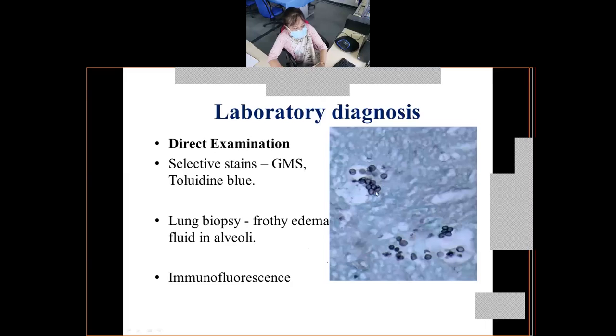So these are some of the laboratory tests which we can do. We can do a direct examination. We can use toluidine blue. We can use GMS for staining, and we will be able to observe these cysts in the stain. If you take an appropriate sample, if you do a bowel sample from the site, then you might be able to visualize these pictures. Then you can also use immunofluorescence again. Calcofluor white is another good stain which you can use to visualize these in the clinical sample.